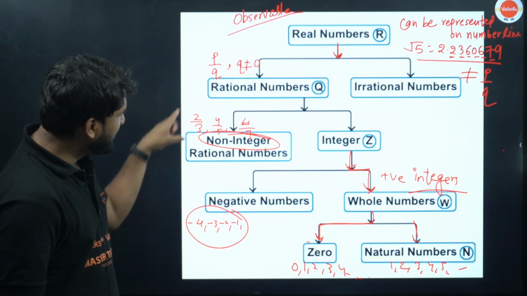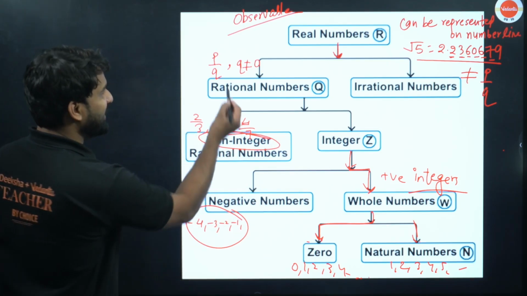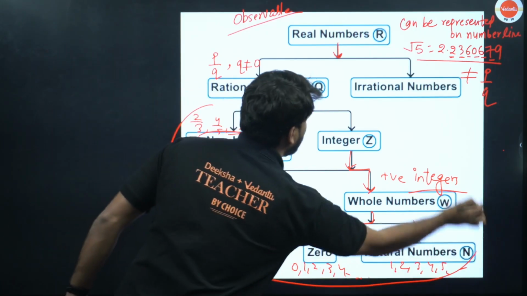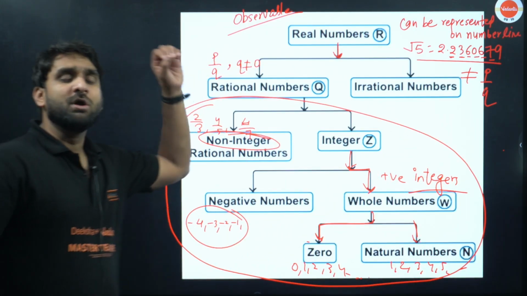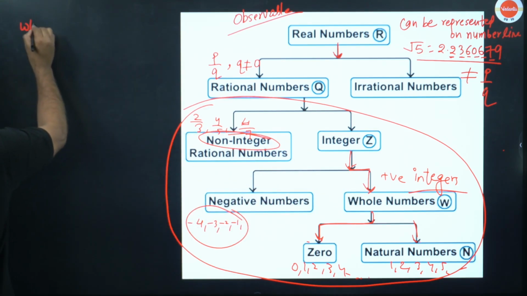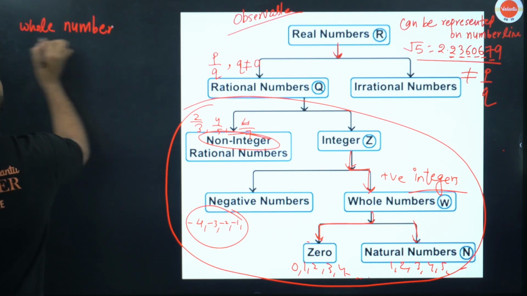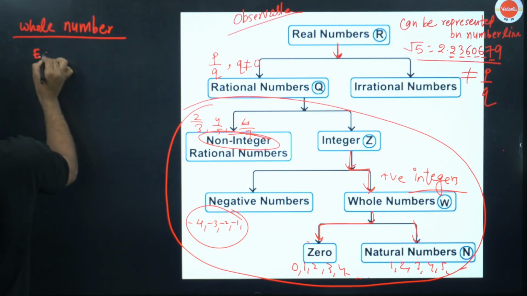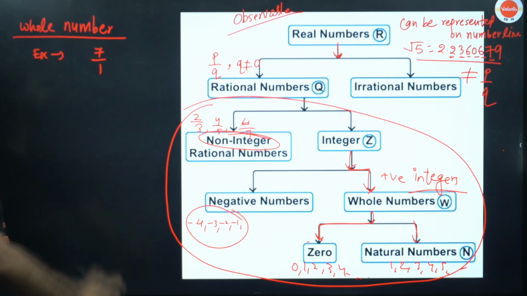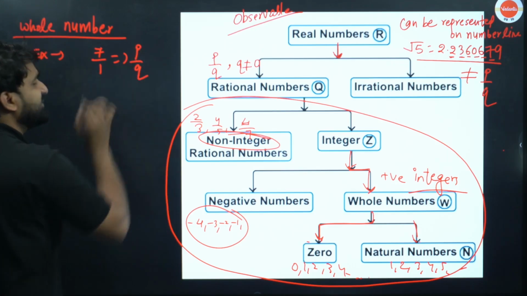If it is in fraction, it will become non-integer, but it is a rational number because they all can be written in the form of p by q. This entire set can be written in the form of p by q. You can pick any number. For example, take a whole number. So for example, I'm selecting a whole number as 7, only 7. So my dear, 7 can be written as 7 by 1. So here it has become in the form of p by q. So this is a rational number.